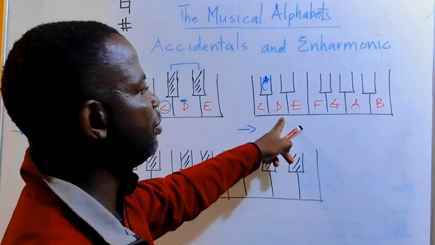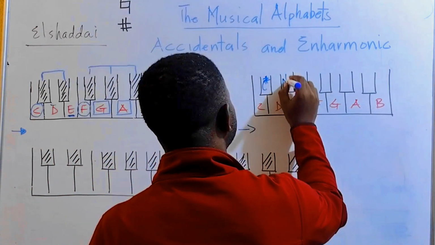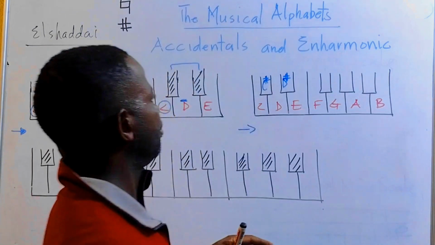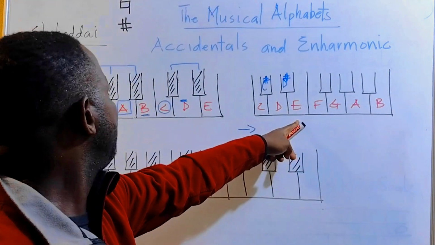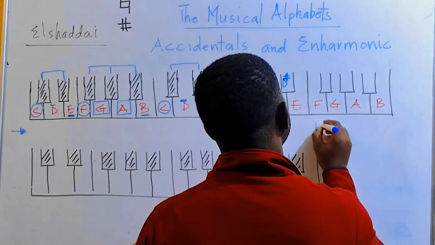This is D. The nearest key on the right of D is a black key. So that black key becomes D sharp. We have E. The nearest key on the right of E is a white key. So this white key becomes E sharp.